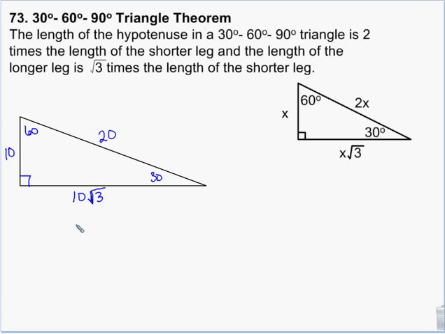Okay. And we'll talk about, like, if you're given one side, how you can find the other ones in a second. But any questions on the pattern? Because you'll want to make sure you have the pattern written down.